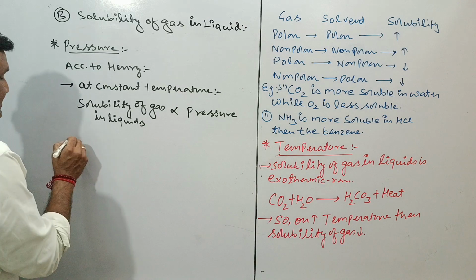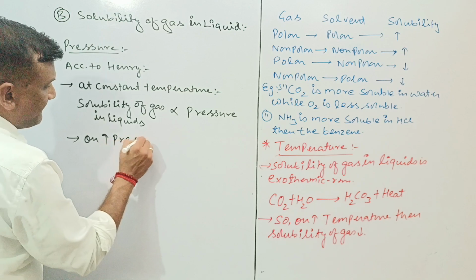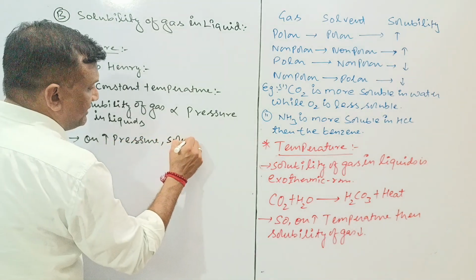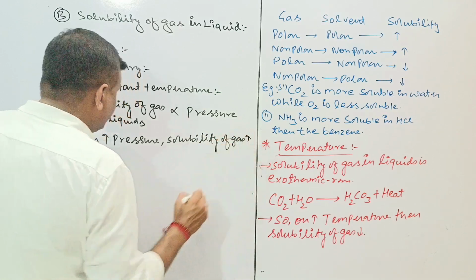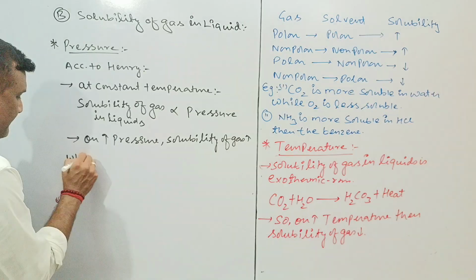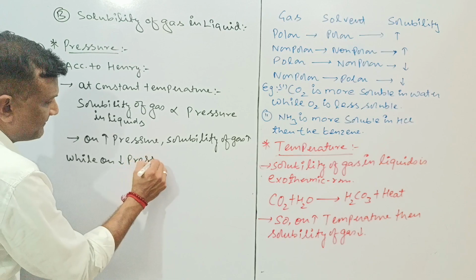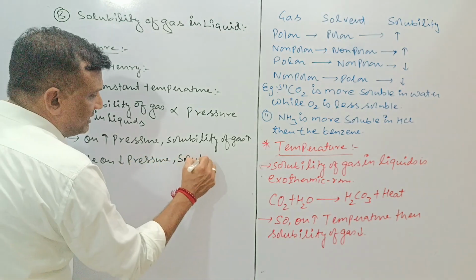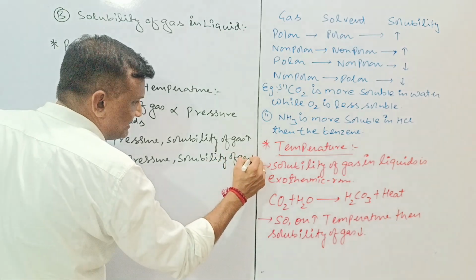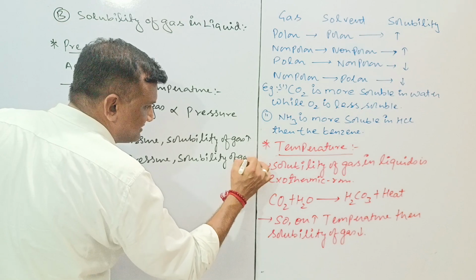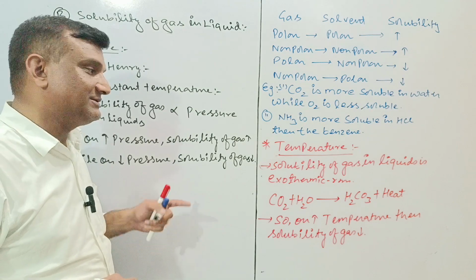This was about the effect of pressure, meaning we can say that on increasing pressure, solubility of gas increases, while on decreasing pressure, solubility of gas decreases. This was about the fourth factor.